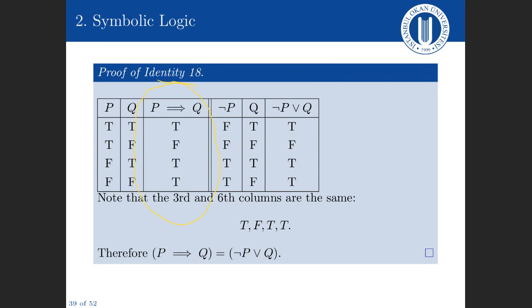Now let's look at the third column and the final column. Third column says true, false, true, true. And the sixth column also says true, false, true, true. These two columns are the same. Always exactly the same, no matter what P and what Q are. Because these are the same, these two properties must be logically equivalent. In other words, P implies Q is the same as not P or Q. This proves identity 18.